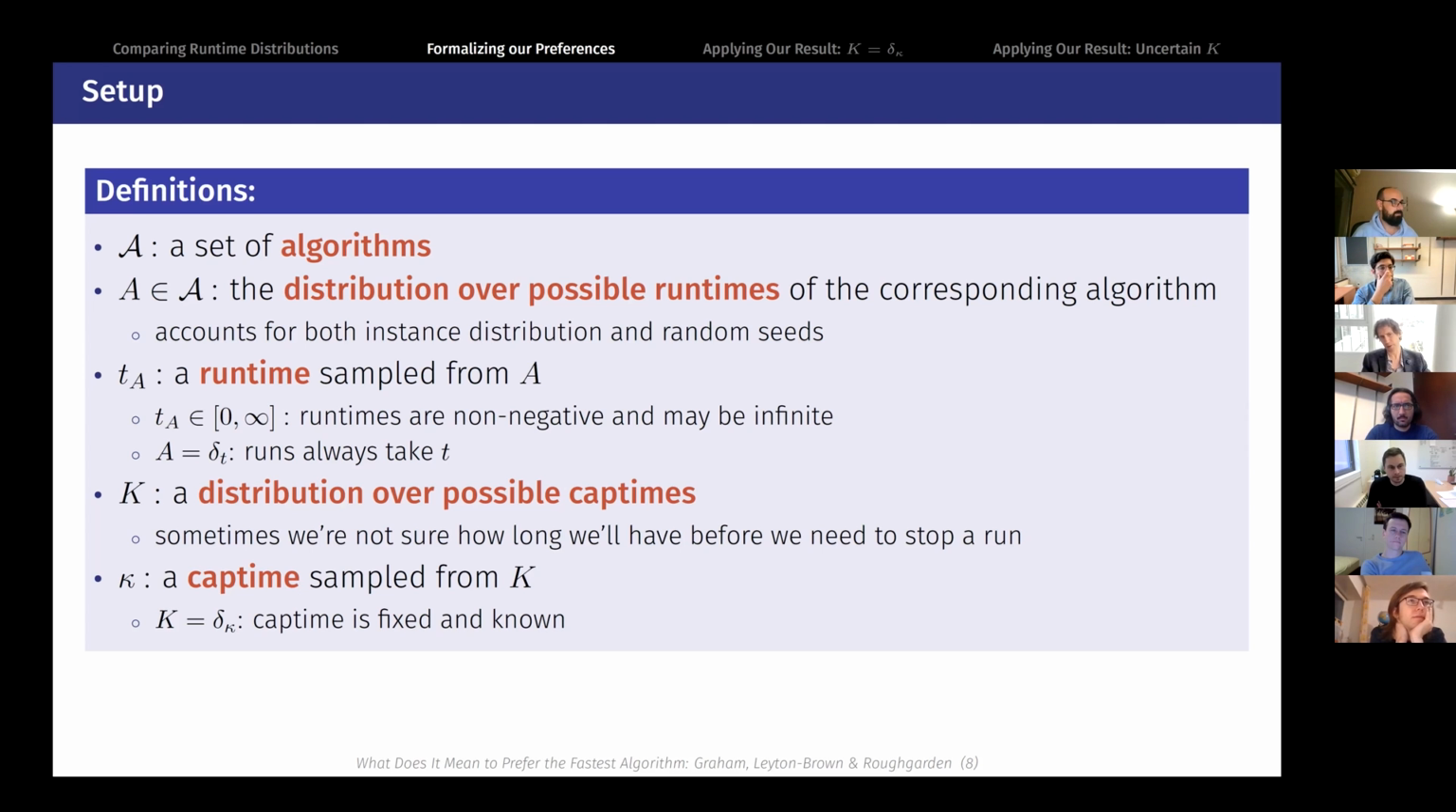Of course, the deterministic case is a special case of the randomized case, but I'll say that capital K is a distribution over possible cap times. Kappa is a cap time that's sampled from this distribution, and I can use again this delta notation if I want to say that the cap time is fixed and known.